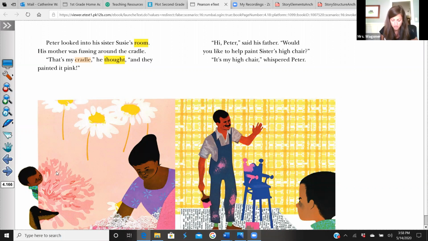How do you think Peter is feeling about his new baby sister? So I think the word is jealousy or envy. It sounds similar to the way Han was feeling about the new baby in his house. Peter does not want to help paint the high chair. Why not?